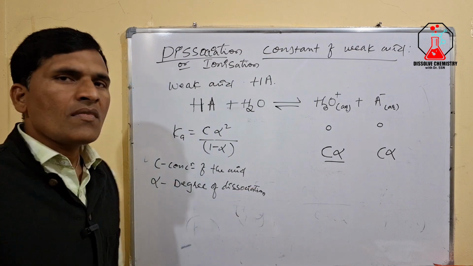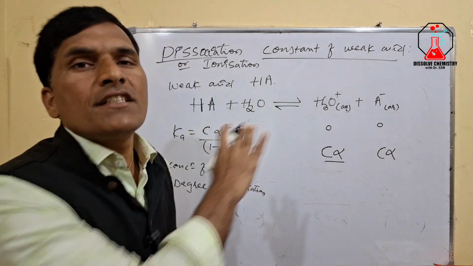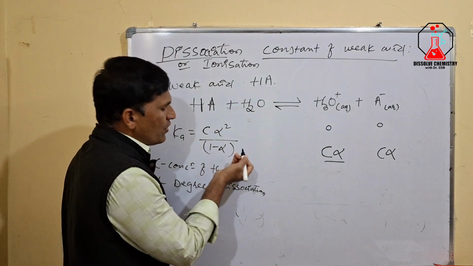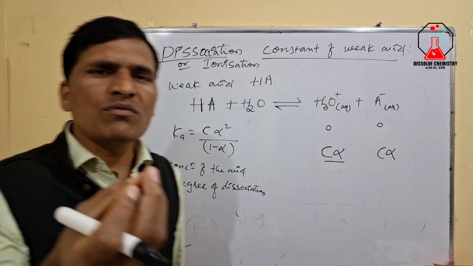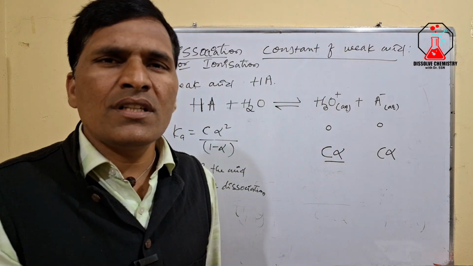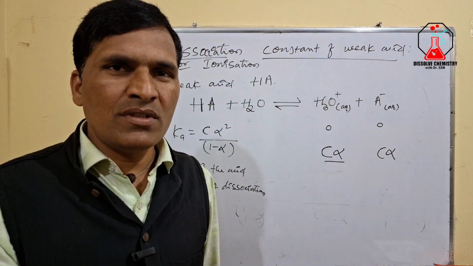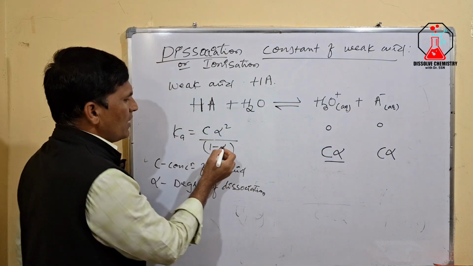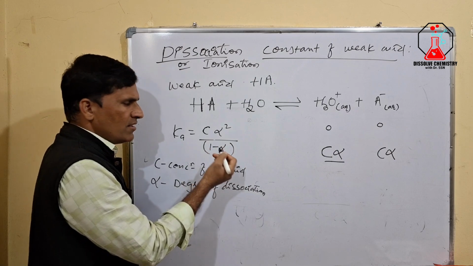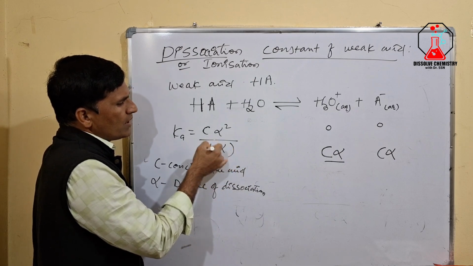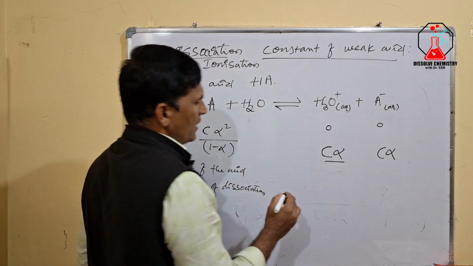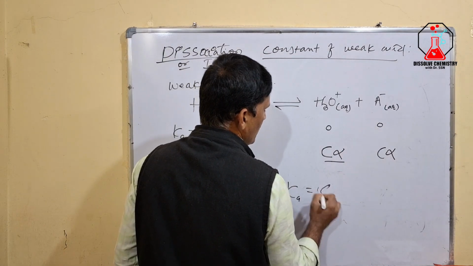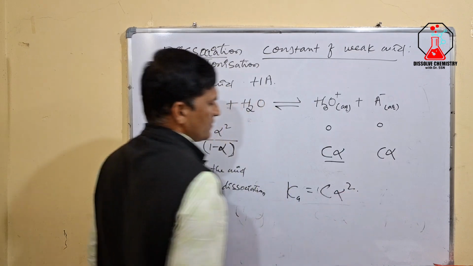As we have said, it is a weak acid, so the alpha in the denominator is very small, because the degree of dissociation is a very small amount. So we take 1 minus alpha as approximately equal to 1, unity. Therefore Ka is equal to C alpha squared.